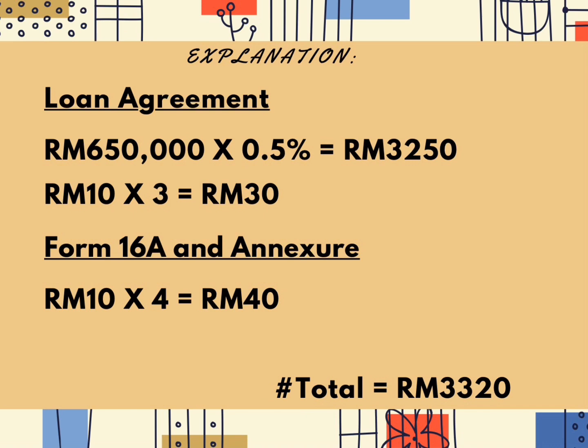So, the amount of loan multiplied by 0.5% is equal to 3,250 ringgit. And the other 3 copies will have to be multiplied by 10 ringgit. Meanwhile, the other documents, which are Form 16A and annexure, will have to be stamped by nominal stamp duty of 10 ringgit for each copy. So, the equation would be 10 ringgit multiplied by 4, and all these amounts will then have to be added, and you will get the answer.